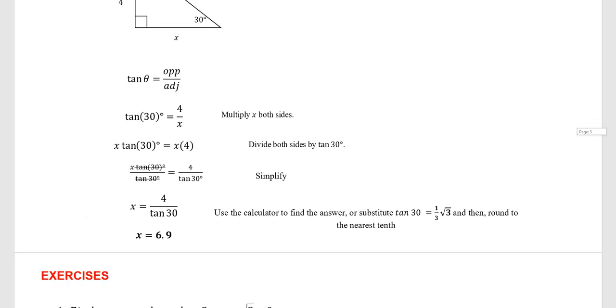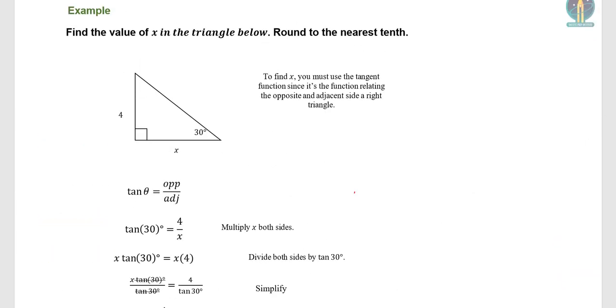Let's look at an example. Find the value of x in the triangle below, round to the nearest tenth. So we have a right triangle. This is a right angle. And then we have one angle known, 30 degrees. We have one leg known, 4. And we have one unknown side, x. And of course the hypotenuse, which we don't know. But let's see if we can manage without it. We're not being asked to calculate the hypotenuse, so let's see if we can determine x without requiring it.